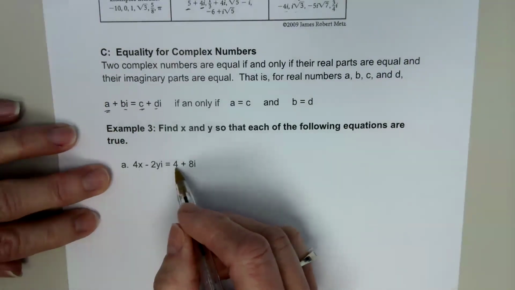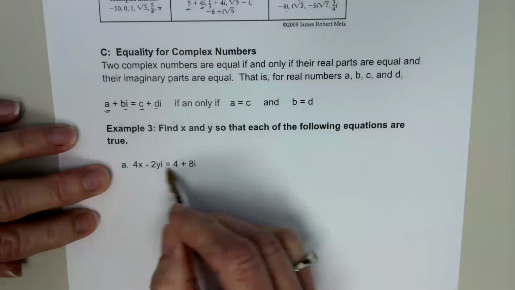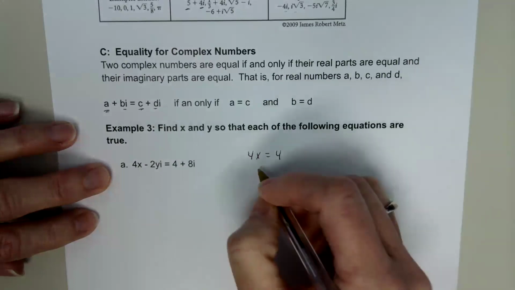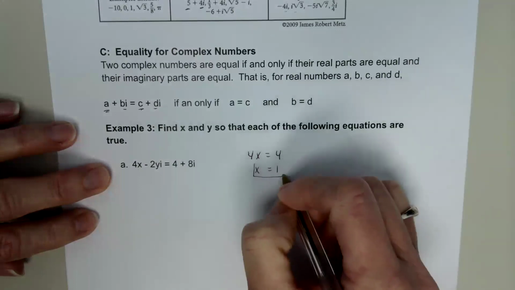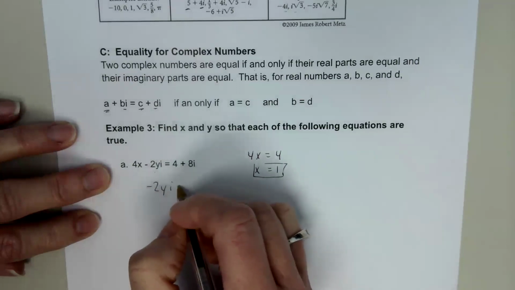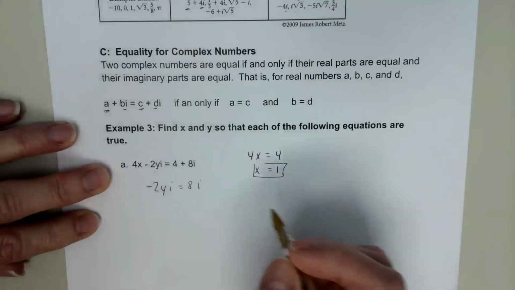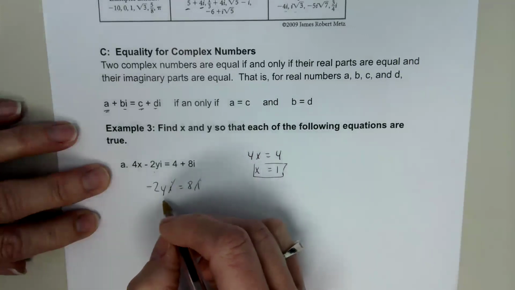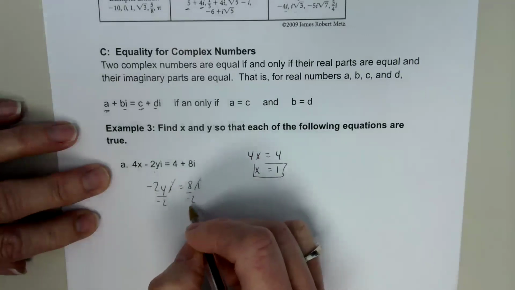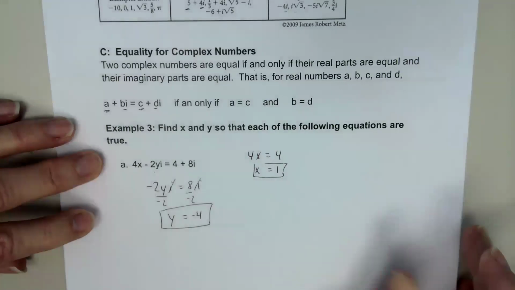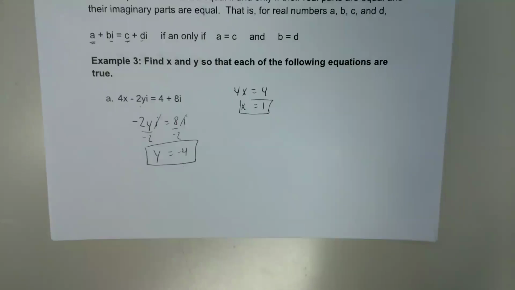So x must be 1 because 4x has to equal 4. So x must equal 1. And then the imaginary part of each side must be equal. So we can cancel out the i's, and we're going to divide by a negative 2. So y must equal a negative 4 for them to be equal.